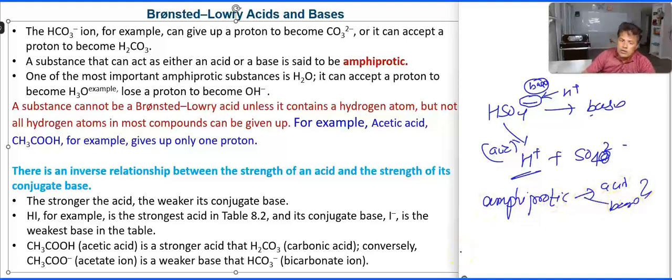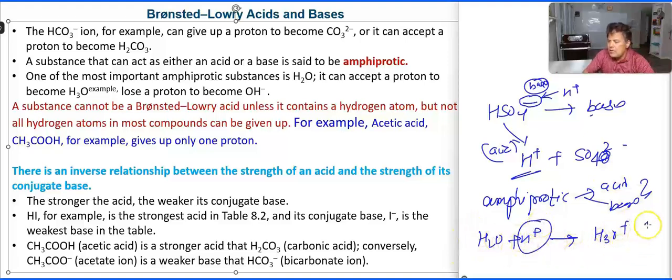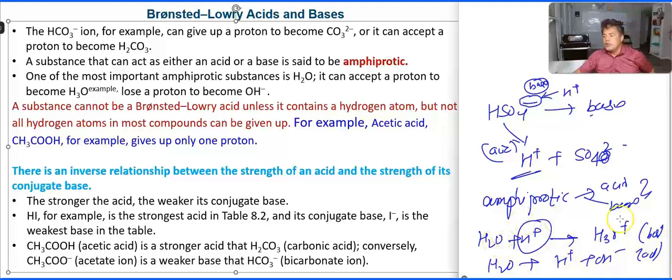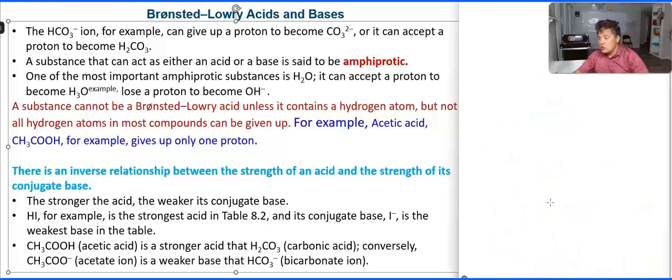Amphiprotic means it is an acid also, a base also, both. So H2O is also amphiprotic because H2O can accept hydrogen and becomes H3O plus. That's why it is a base. And it can give you hydrogen, for example H2O gives H plus plus OH minus. That's why it is an acid. It is both. So water is also amphiprotic.